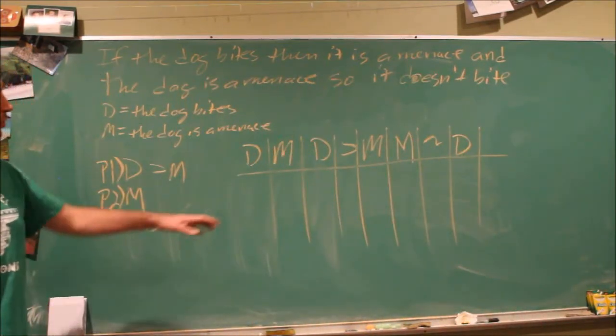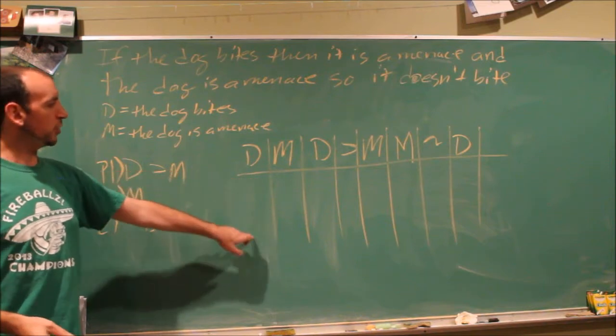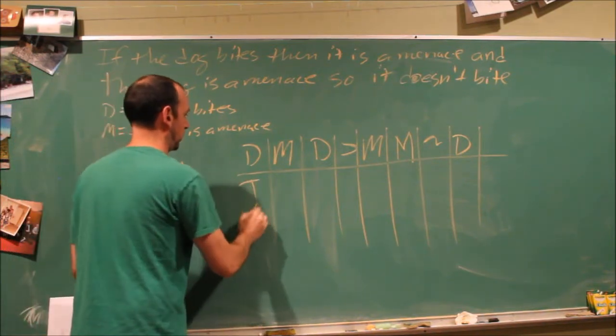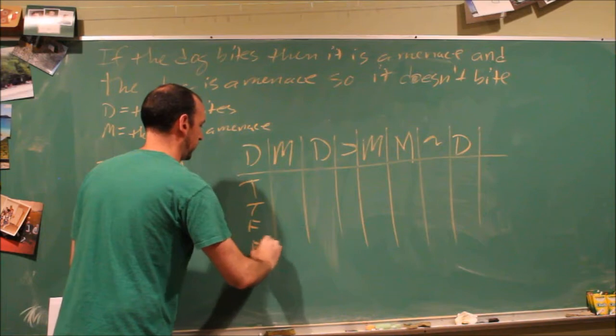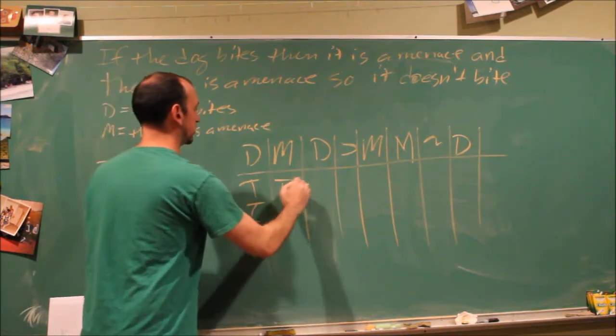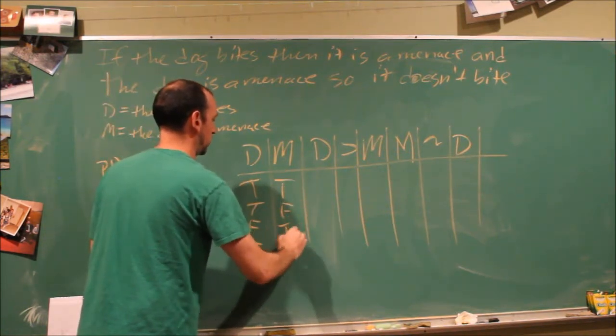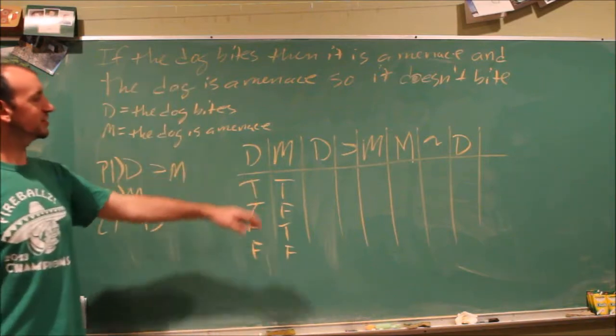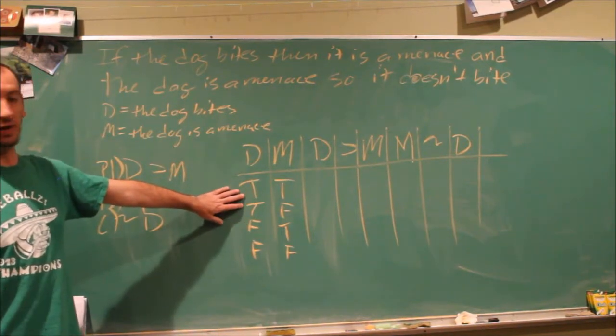So how do we always start one of these? We always start with true, true, false, false. And true, false, true, false. Different letters this time, but we're still always going to start our truth table like that.